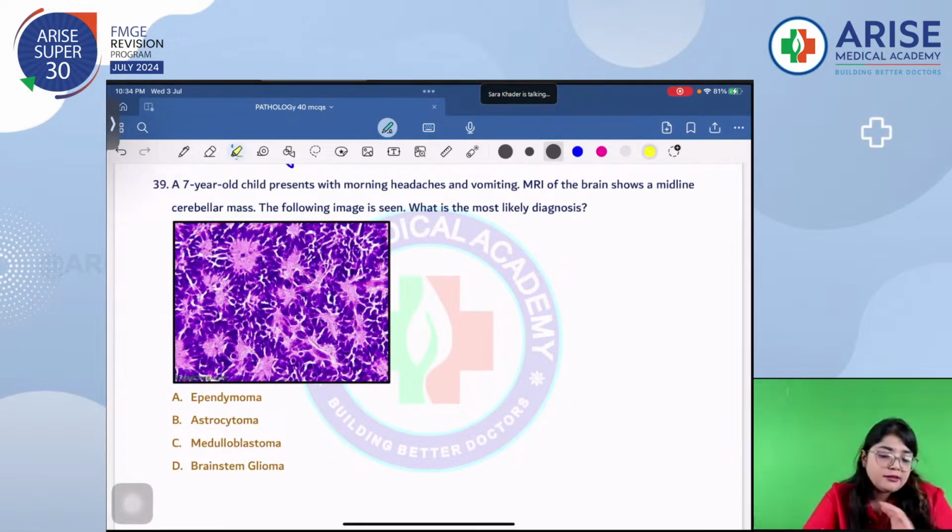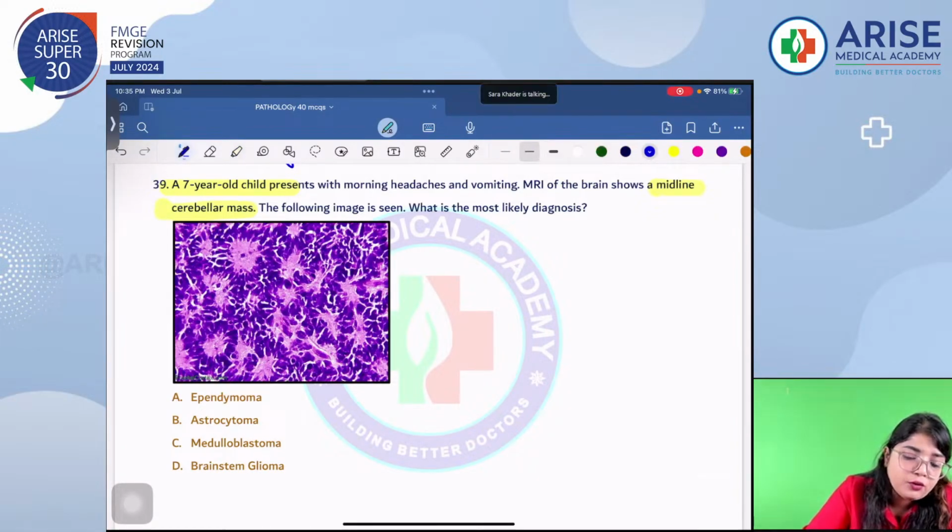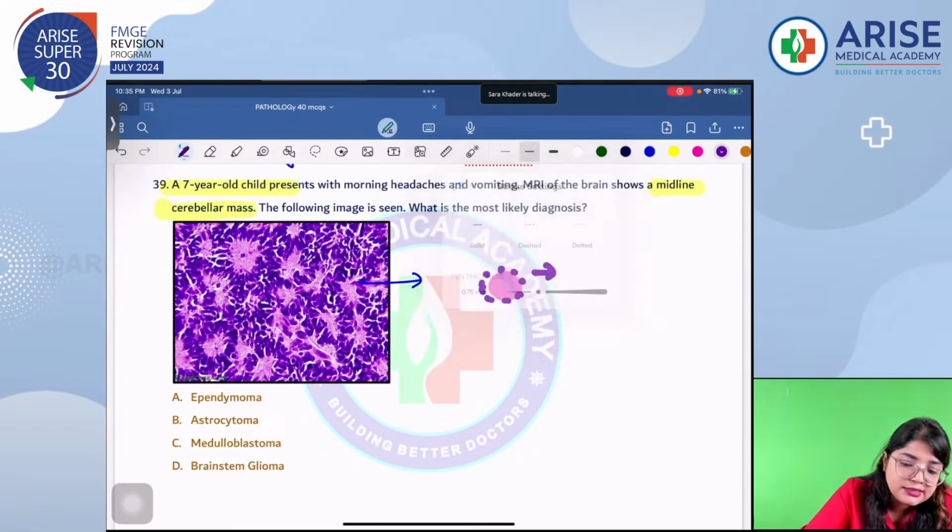What about this one? Second last question. Look at this. A 7-year-old child presents with morning headaches. MRI shows a midline cerebral mass. Okay, the following image is given. So this is actually tumor cells, okay, tumor cells with some pinkish material inside it, right? This is known as which rosettes? Which rosettes are these? Can anybody tell me? Homer, right?